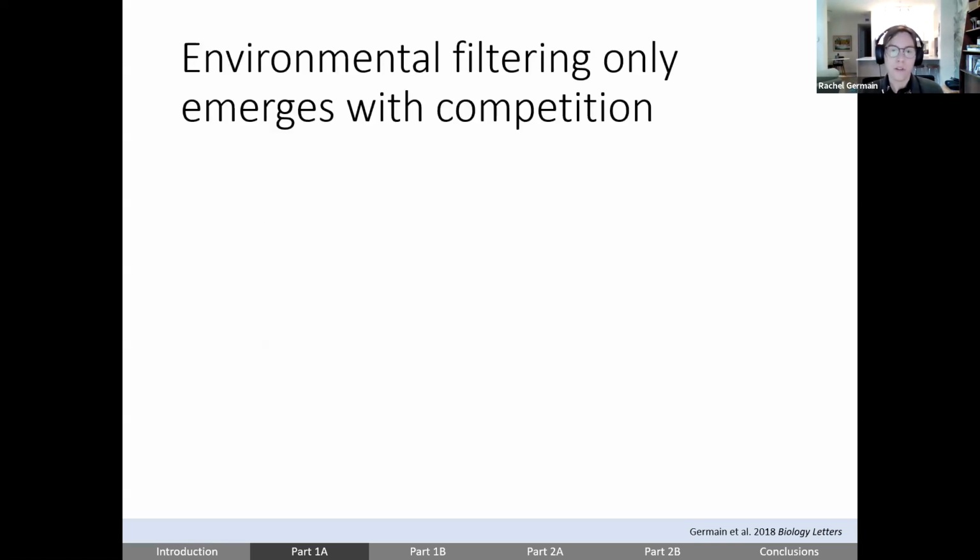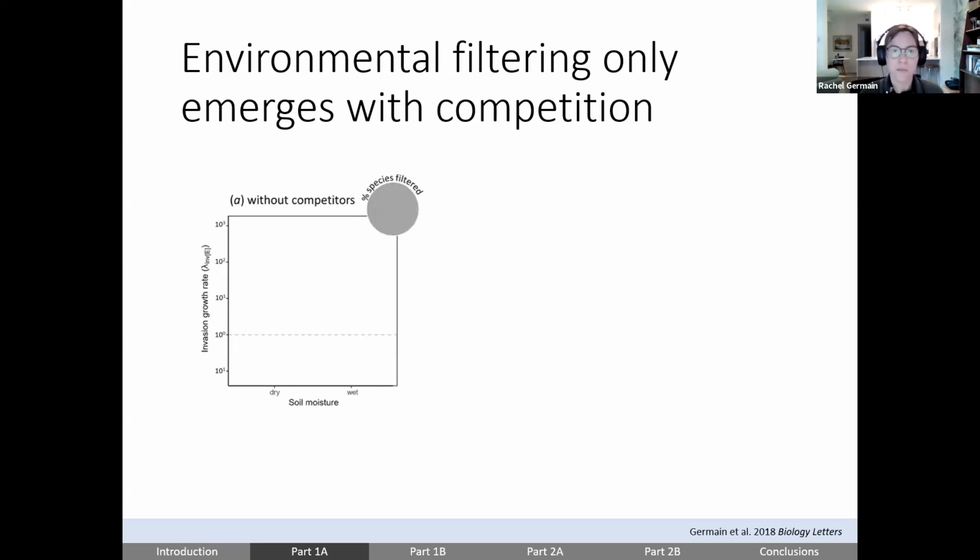Okay, so the first thing I want to show you, conclusion here, is that environmental filtering only emerges with competition. What I have here on the x-axis are the 2 environments: a dry soil moisture environment and a wet soil moisture environment. Again, we're looking at that invasion growth rate, specifically in the absence of competitors here. And this line is that persistence threshold. So above this line, they're predicted to persist, and below it, they're not.